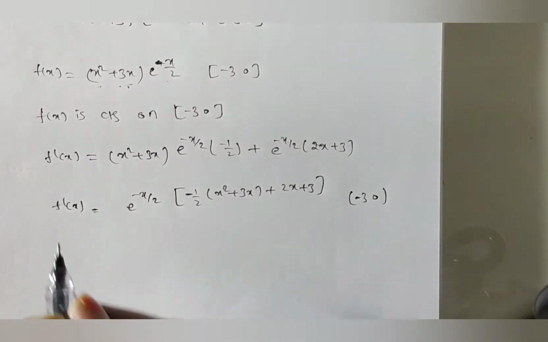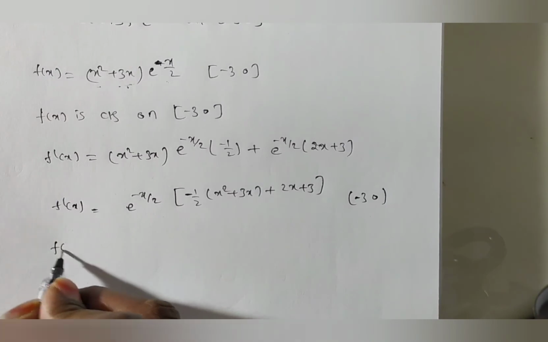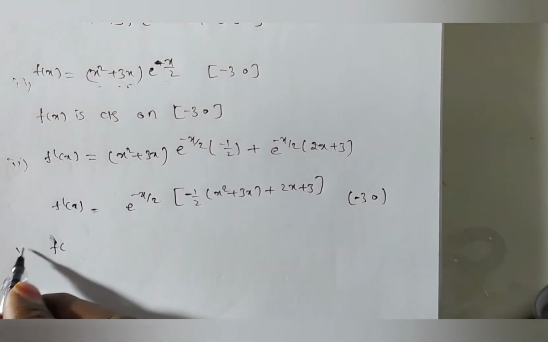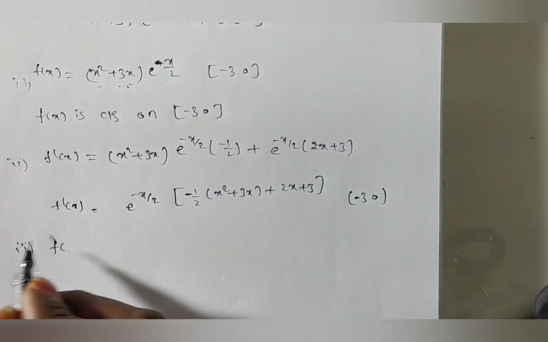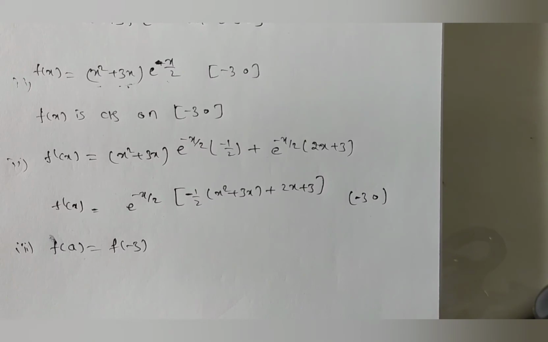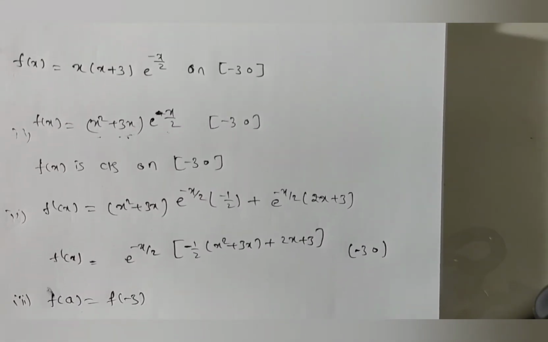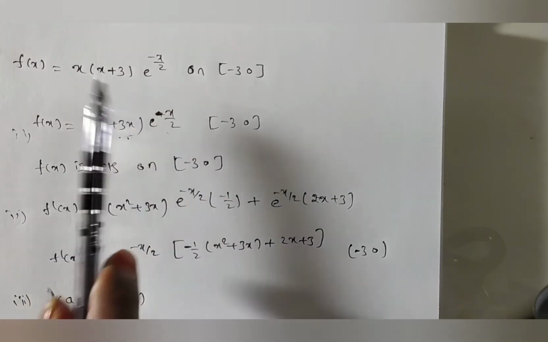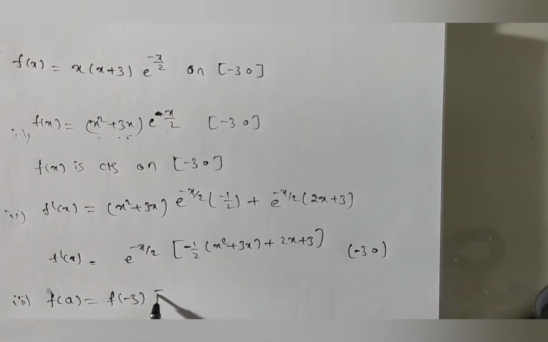So f dash of x exists, right? Next we have to verify the third condition. This is the second one and the first one is continuous. The third one is we have to verify the images. So f of a is equal to f of minus 3. If you put minus 3, what will happen? In place of x, minus 3 times of minus 3 plus 3 is how much? 0. So this is equal to 0.